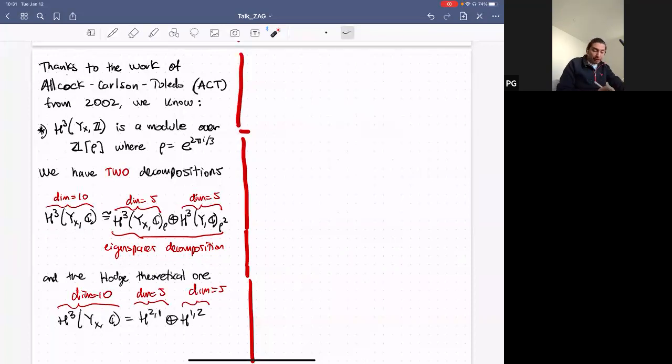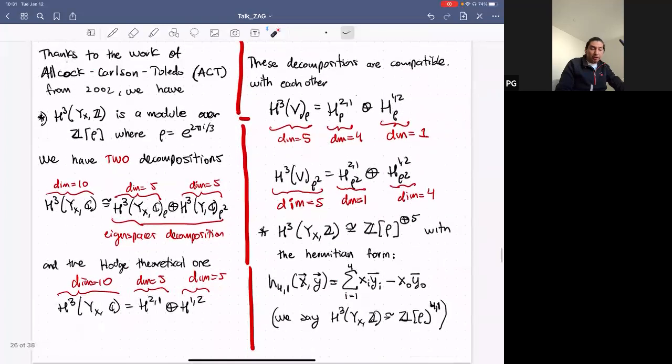And of course, what I told you at the beginning, you have this Hodge theoretic decomposition. The nice thing about this, which is very important in their work, is that all these decompositions are compatible with each other. If you take one of the invariant pieces, it has its own Hodge decomposition, and you can compute the dimension of the pieces. One is dimension 4, the other is dimension 1. If you look at the other invariant piece, it also has a Hodge decomposition, with pieces of dimension 1. I want to remark that all this is linear algebra data that I obtained from my equation.